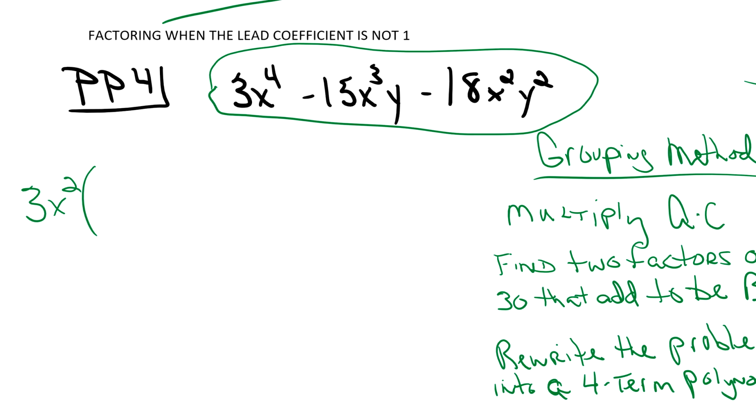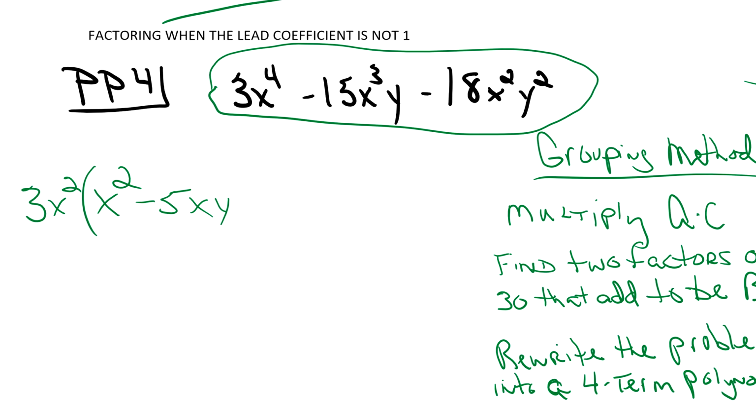3x to the 4th divided by 3x squared is x squared. Negative 15 divided by 3 is negative 5. Then we have x cubed divided by x squared, which is x. And then y divided by 1 would be y. So the y comes along with it. It's going to stay with us.